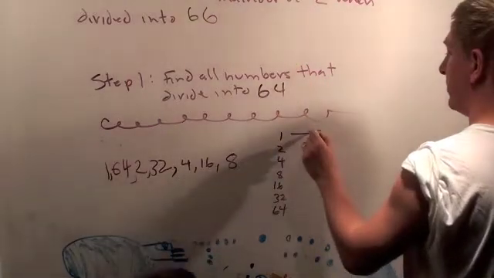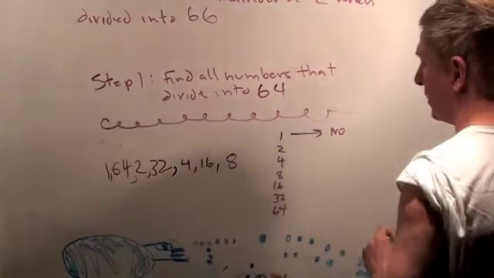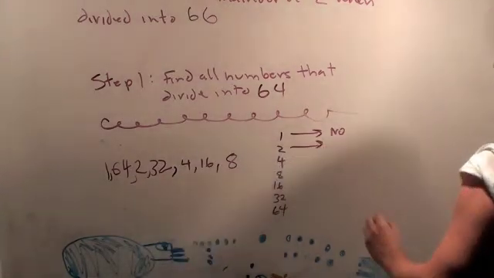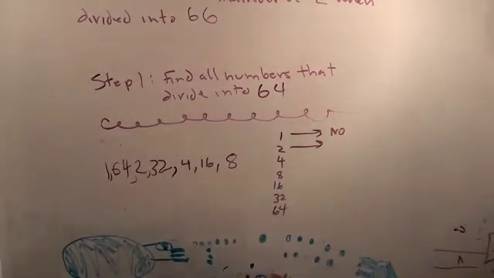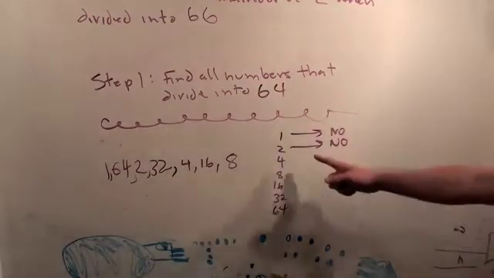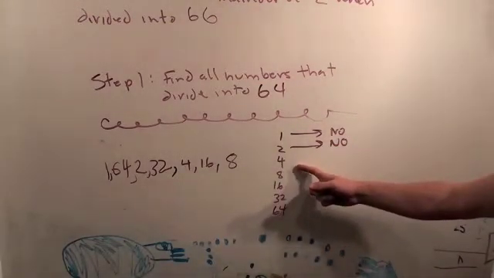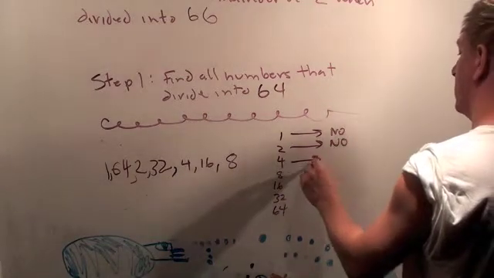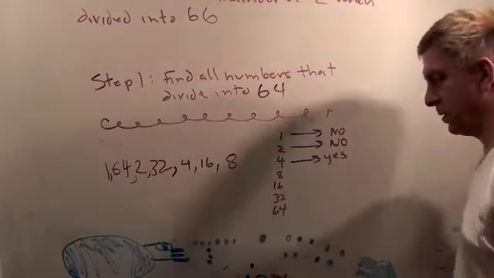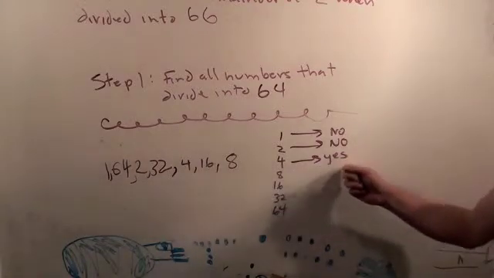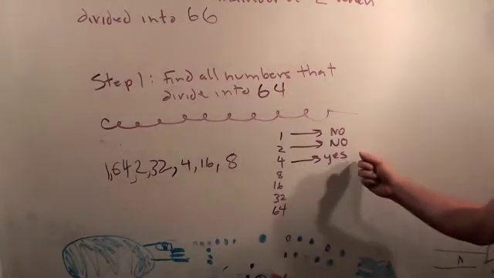Does 1 leave a remainder of 2? No, because it actually goes into 66. Does 2 leave a remainder of 2? No, because 66 is even. Now, does 4 leave a remainder of 2? We know 4 goes into 64 already. So does it have a remainder of 2 when you divide into 66? Yes. Why? Because it can't go into 66 evenly, but it goes into 64, and when you go 2 more than 64, that means you have a remainder of 2.